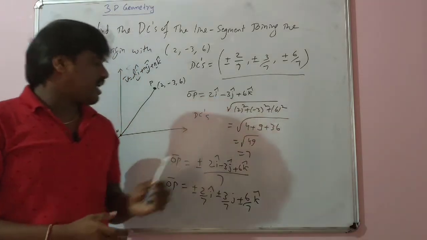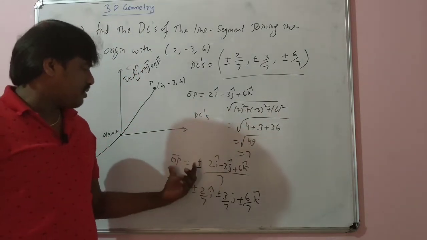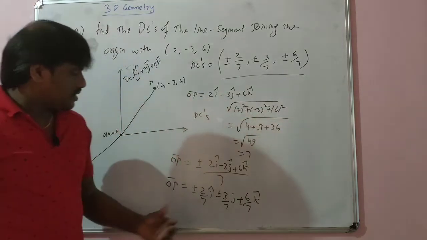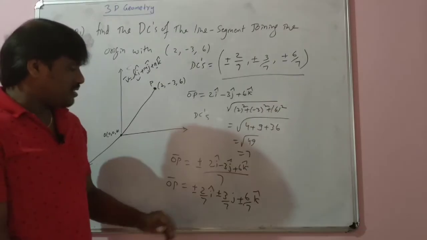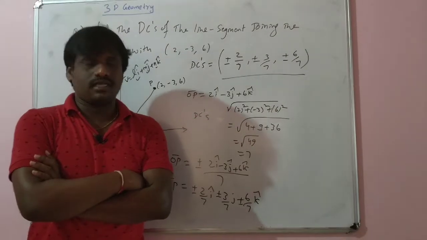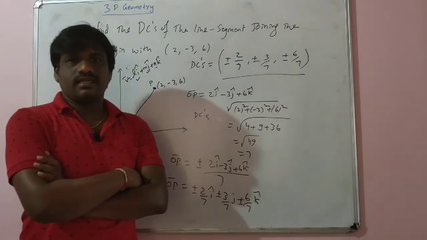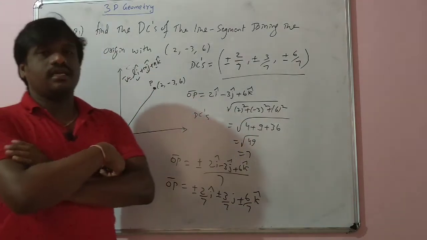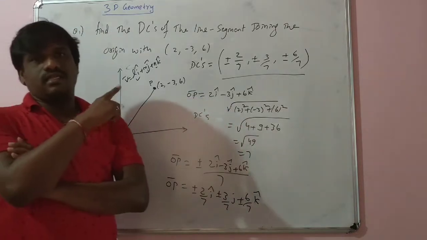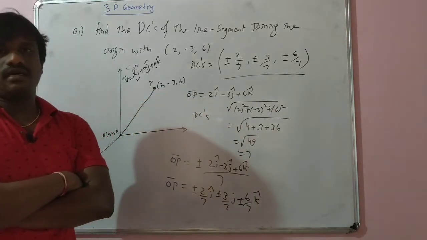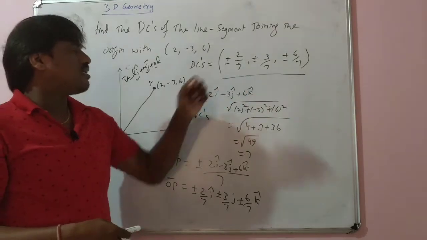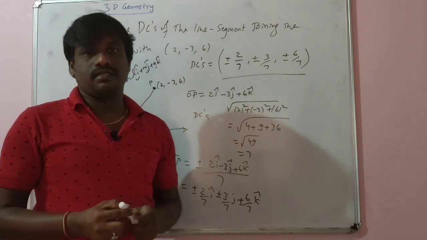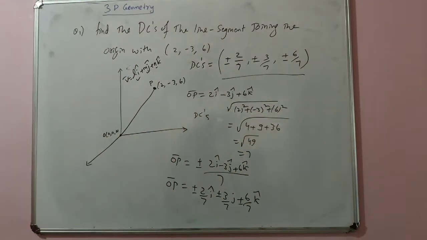Hope you understand what I explained. You have to find the unit vector of this, and this is most important. If it is expressed in the form Li plus Mj plus Nk and it is a unit vector, then L, M, N are the direction cosines. So the direction cosines here are plus or minus 2 by 7, plus or minus 3 by 7, plus or minus 6 by 7. Let us see the next question.